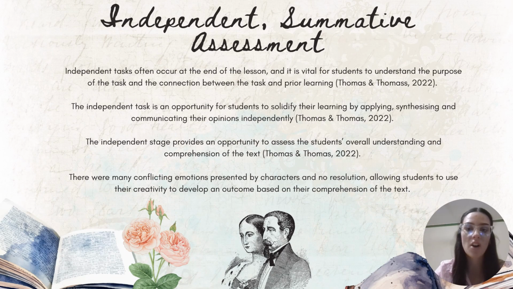Independent assessment tasks often occur at the end of the lesson and are vital for students to understand the purpose of the task and the connection between the task and prior learning. In this lesson, the independent task is an opportunity for students to solidify their learning by applying, synthesizing, and communicating their opinions independently. While formative assessments have taken place during the stages of the gradual release of responsibility model, the independent stage provides an opportunity to assess students' overall understanding and comprehension of the text.